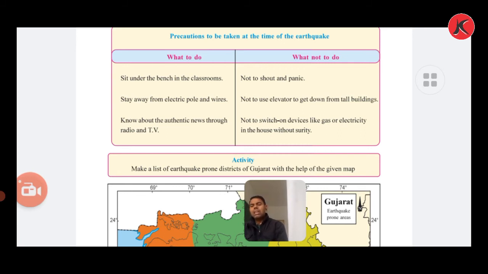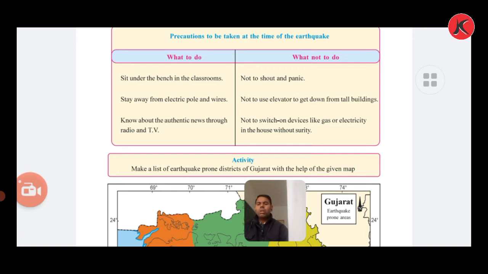Second is stay away from electric poles and wires. If we are in school or house, at that time we have to stay away from electric poles and wires, because when there is vibration, they may break down, and if a live wire is there, it can harm us. After that, third one is to know about authentic news through radio and TV. We have to start listening to the news from the radio or the television, so we can get such news and understand what will happen and what we have to do. We have to stop the rumors.